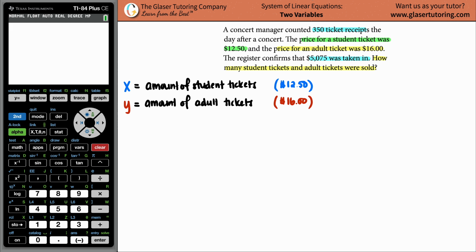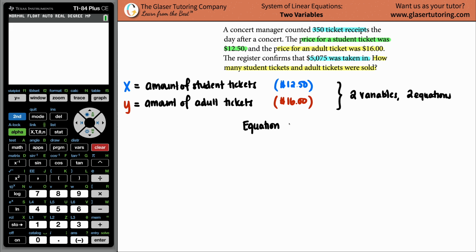We are now ready to get equations. Now, systems of equations says that for as many variables as you have, that's the total amount of equations you have to make. So since we have two variables, we have an X and we have a Y, we need two equations. So let's start off with equation 1.